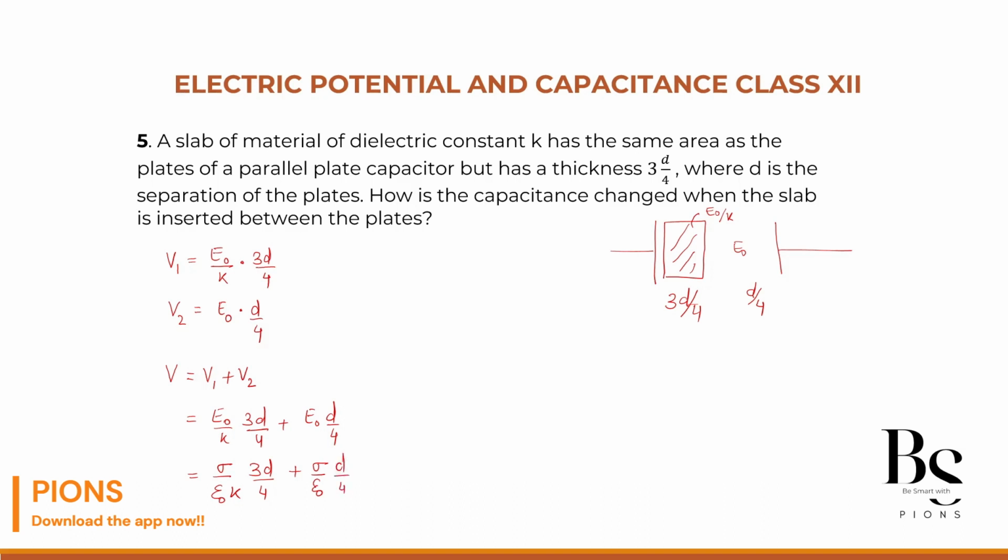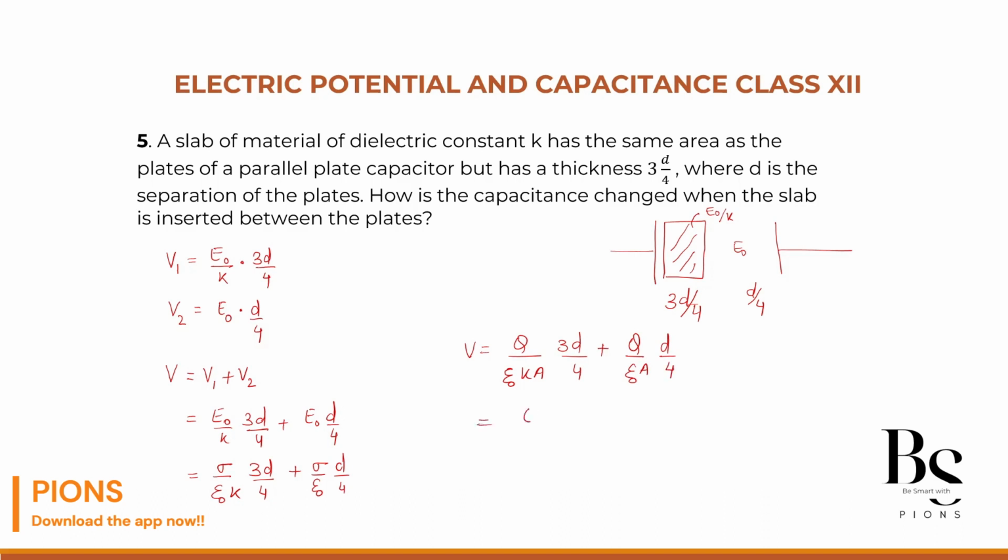Clear? So this will be our sigma by epsilon naught. In place of electric field I am putting here E naught is sigma by epsilon naught. Clear? So this is our voltage. Now we will first put the value of sigma. From the first chapter, sigma is nothing but surface charge density. So this will be Q by epsilon naught K into A into 3D by 4 plus Q by epsilon naught A and D by 4. Q by A is sigma.